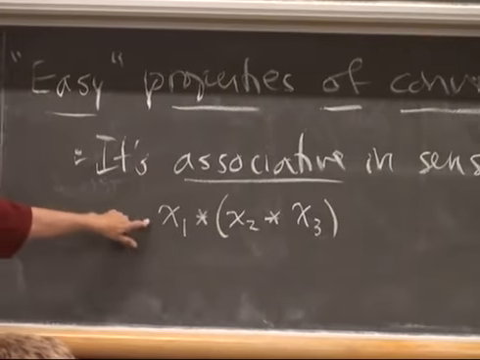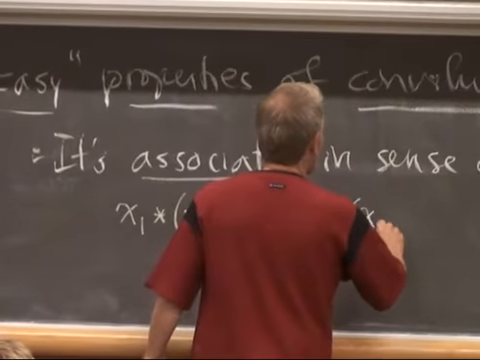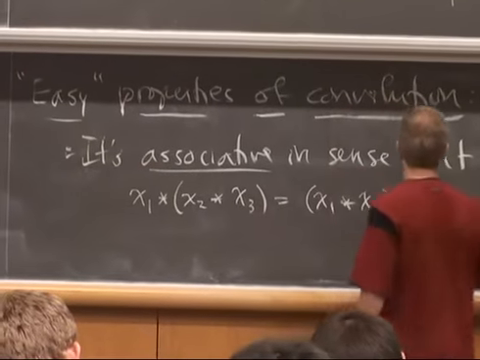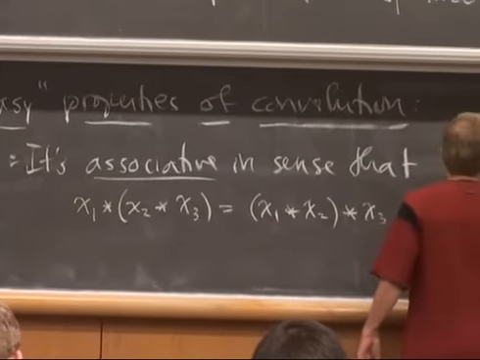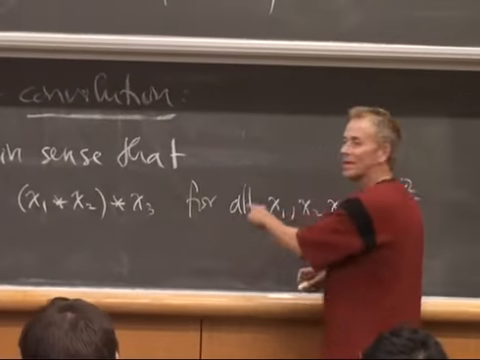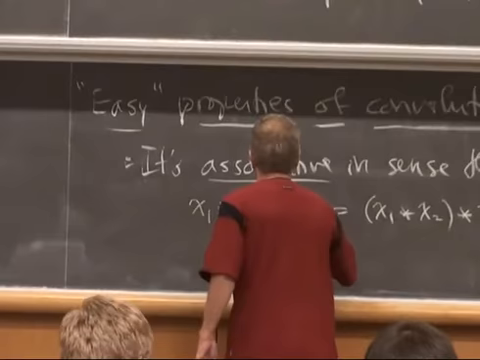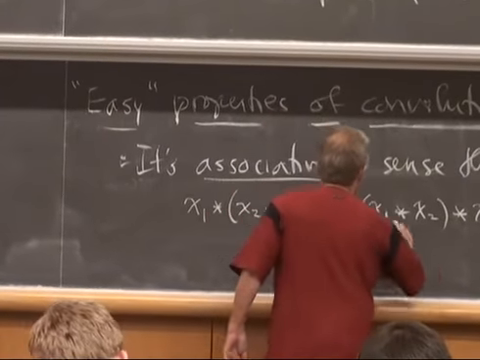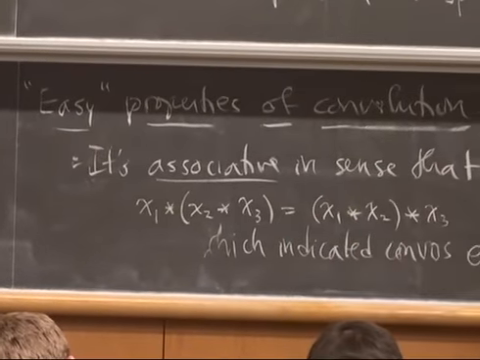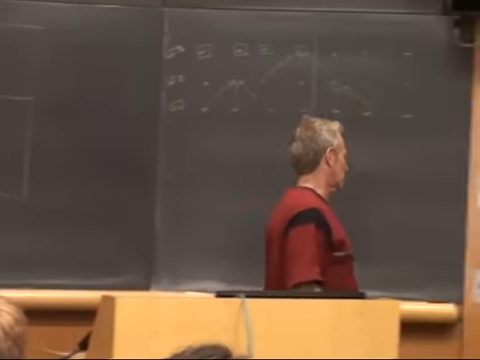But in any event, if I take x1 and I convolve it with the convolution of x2 with x3, I get the same thing as if I'd convolve x1 with x2 first, and then convolve that signal with x3. And this is true for all x1, x2, x3 in F to the Z, for which all the indicated convolutions exist. Okay, so sometimes that saves you time. One of them might be easier to do than the other.